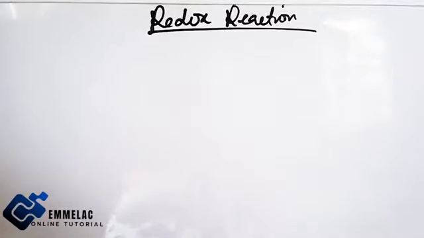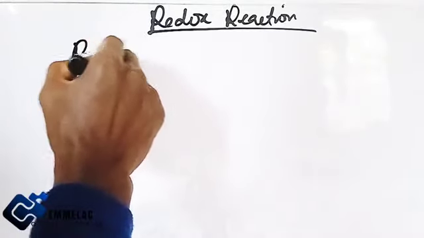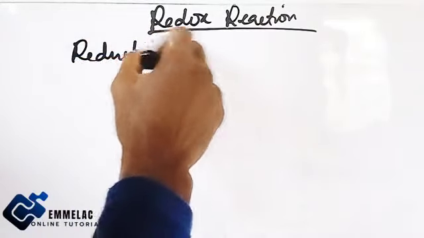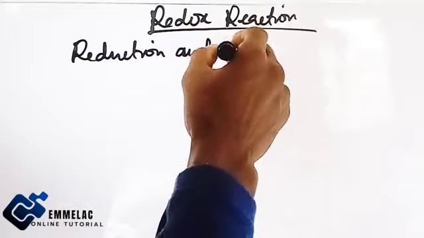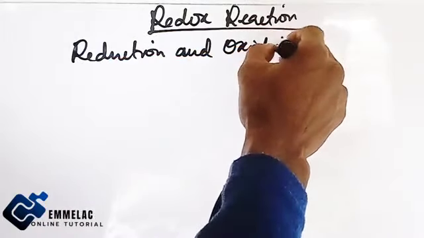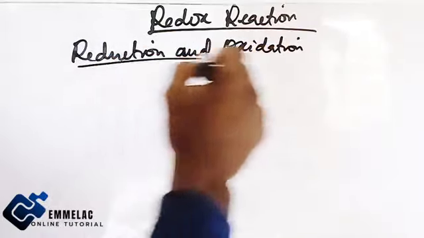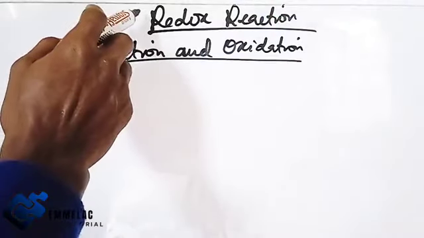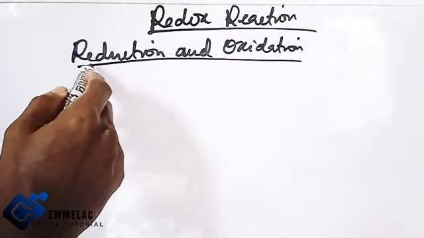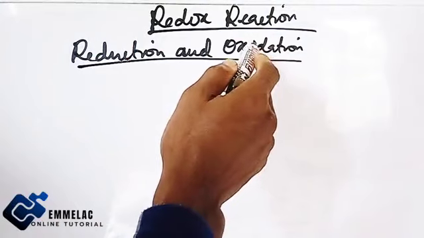I welcome you to MLAC online tutorial, and today we will be talking about redox reactions in chemistry. All right, quickly, what is a redox reaction? A redox reaction is a combination of two words, reduction and oxidation. So this redox reaction is a combination of these two words, reduction and oxidation.